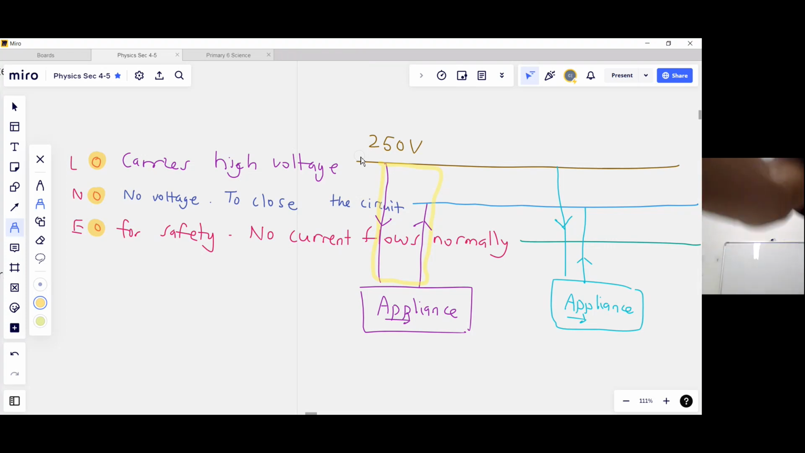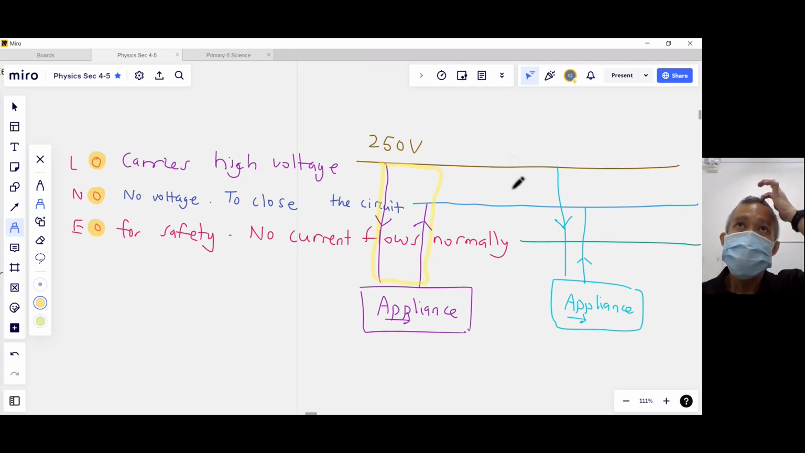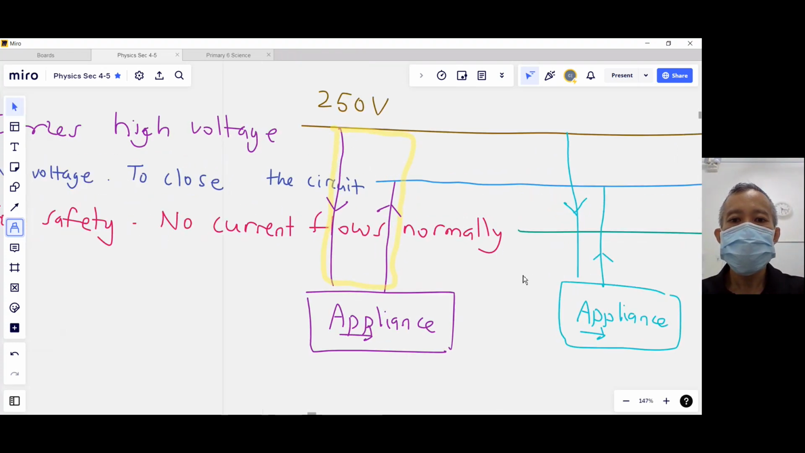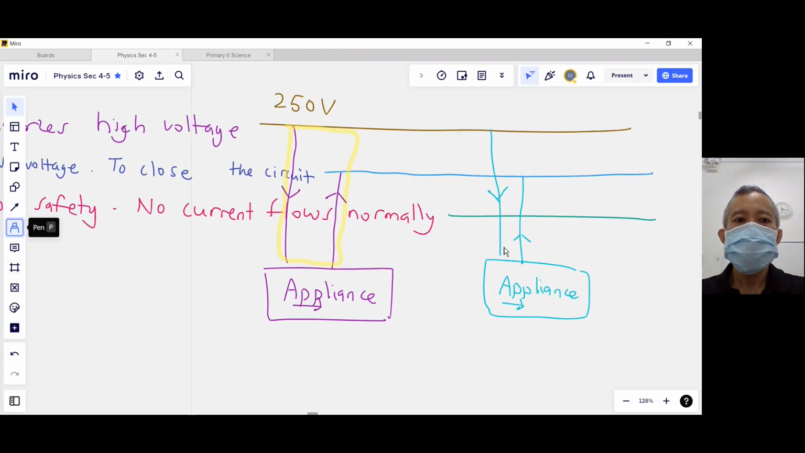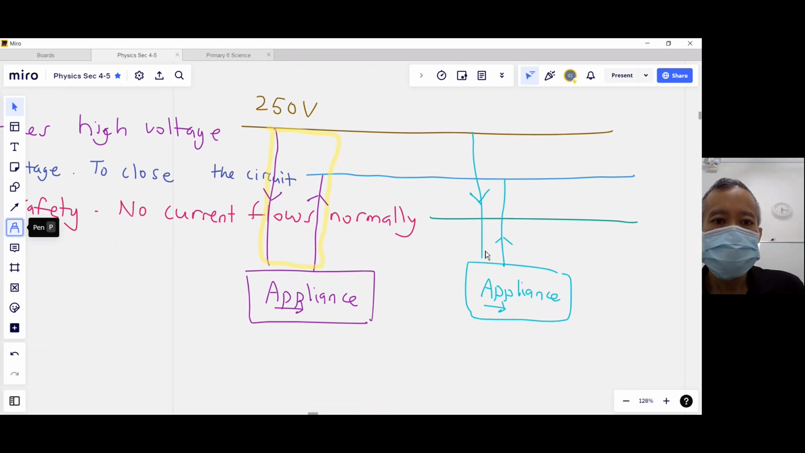Here, I hope you realize that there's one socket behind. I think you can see, it has 3 holes as well. It corresponds to this earth, live, and neutral. Now let's look at the appliance. Essentially, your appliance is joined like that.